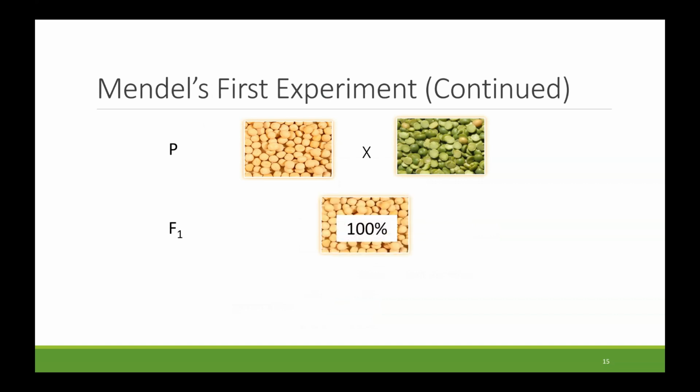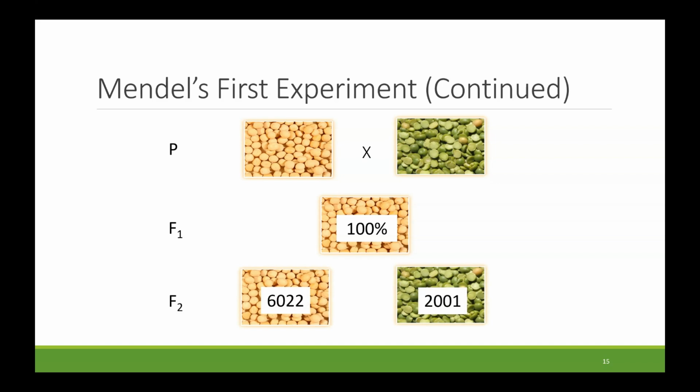And once again, what he found was that the first generation had offspring that all looked like one parent, but not the other. They were all yellow. But then when he planted those yellow seeds and allowed them to grow up and self-pollinate, the next generation showed a reappearance of the green trait. Specifically, 6,022 of the F2 generation were yellow and 2,001 were green.